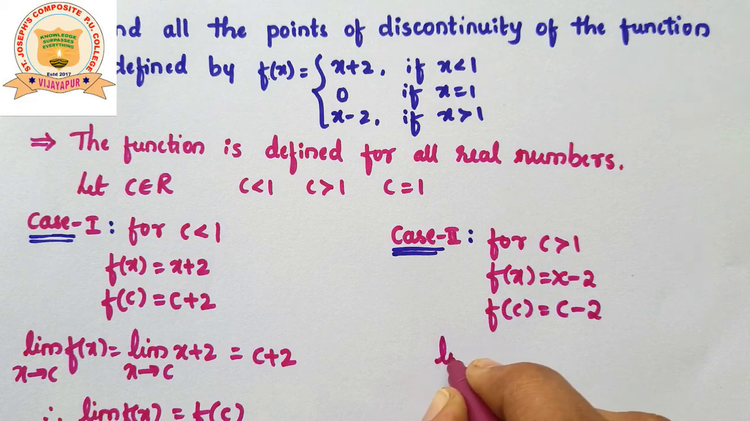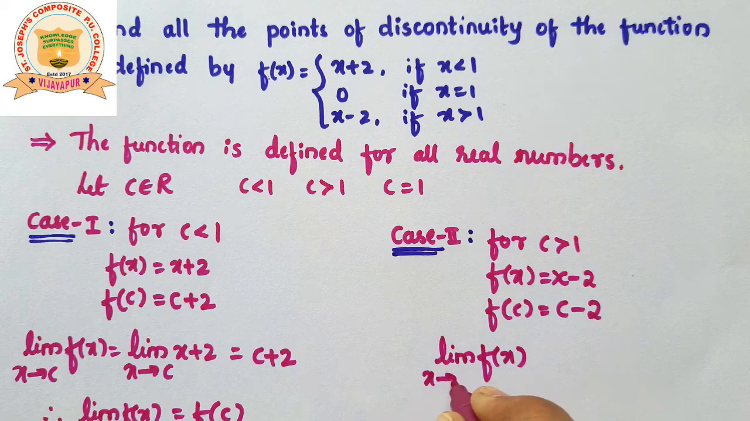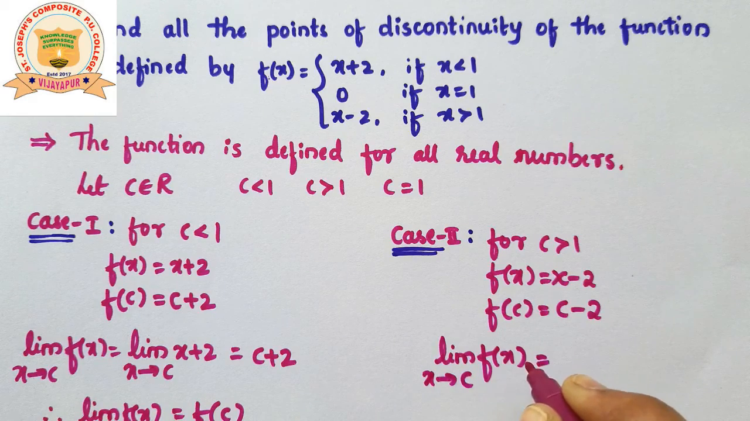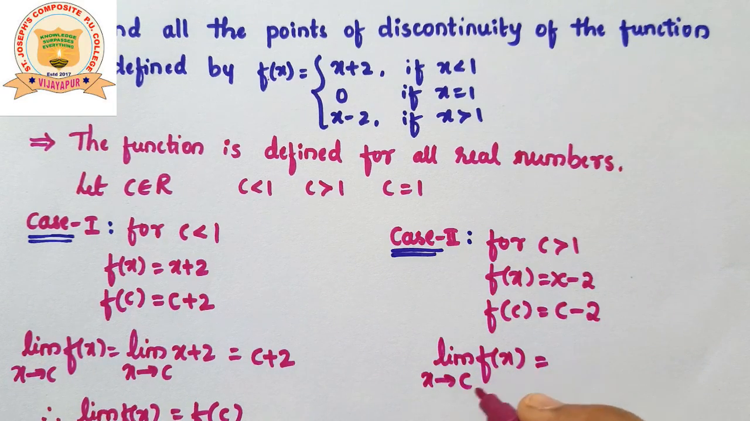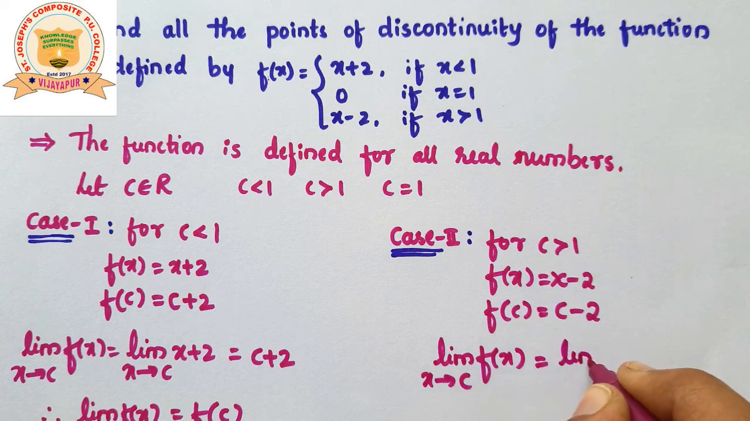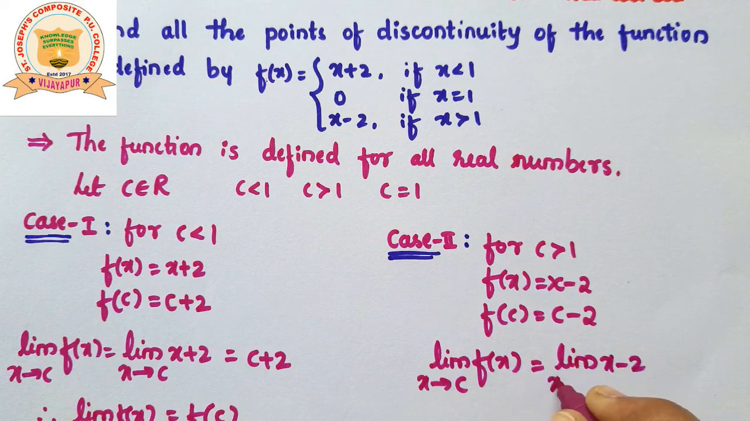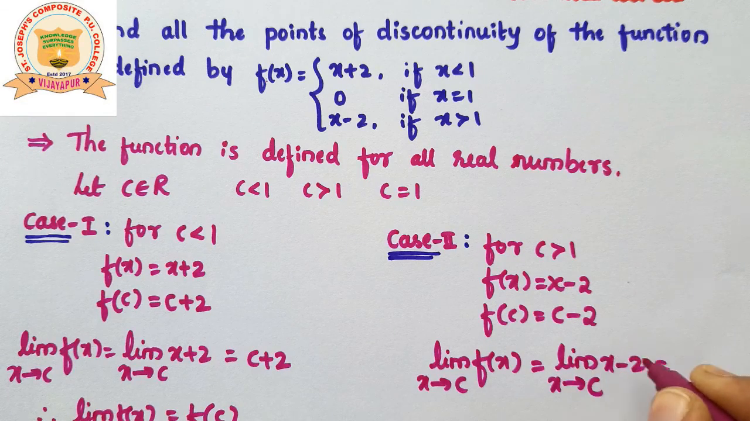Then we have to find the limit of f of x as x tends to c. Here c is a real number greater than 1. For greater than 1, what is the functional value? Its value is x minus 2. Therefore, in place of f of x, substitute x minus 2 as x converges to c. As x converges to c, what does x minus 2 converge to? In place of x, we substitute c, giving c minus 2.